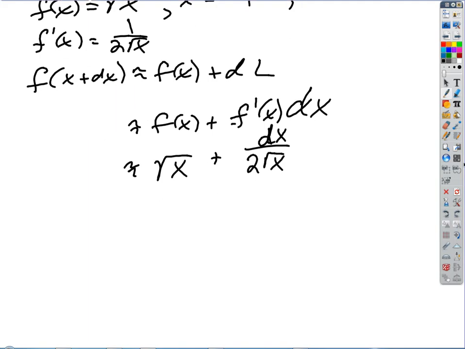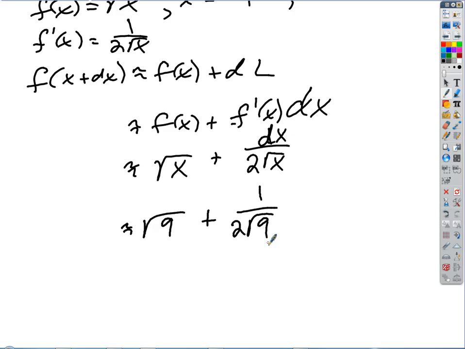So what do we get? Our x value we said was 9, and dx was 1. That's the amount that we're shifting from our known, convenient value. And so this ends up being the square root of 9 plus 1 over 2 times the square root of 9. Isn't that just 3 1/6? Right?